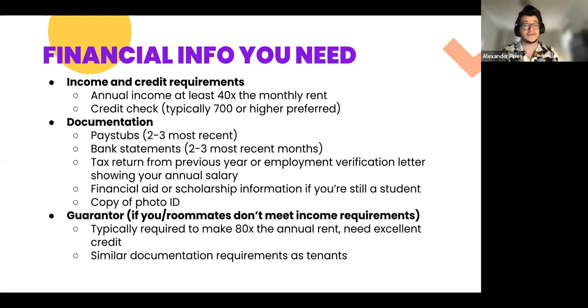If you don't meet those income requirements, which is often the case for current students, you will likely need to find a guarantor. A guarantor will need to have excellent credit, and will usually have a higher income threshold, often 70 or 80 times the monthly rent instead of the 40 times that's required for the tenant. And the guarantor will also need to submit these documents when you're applying for the apartment. So keep that in mind.